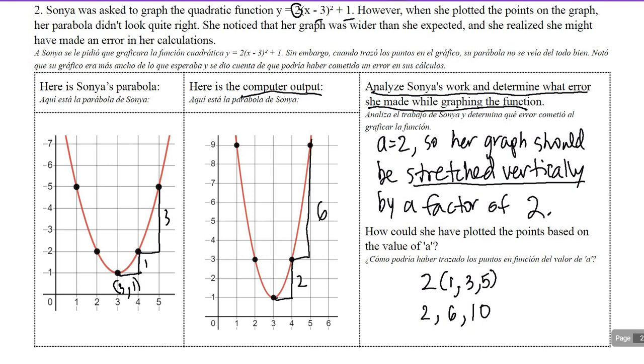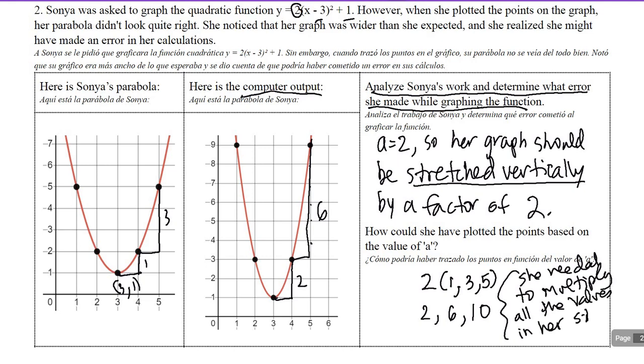Let's just double check. Yeah. So that's the problem. She needed to double all of the values in her step pattern. So she needed to multiply all the values in her step pattern by 2, because that's what a is.